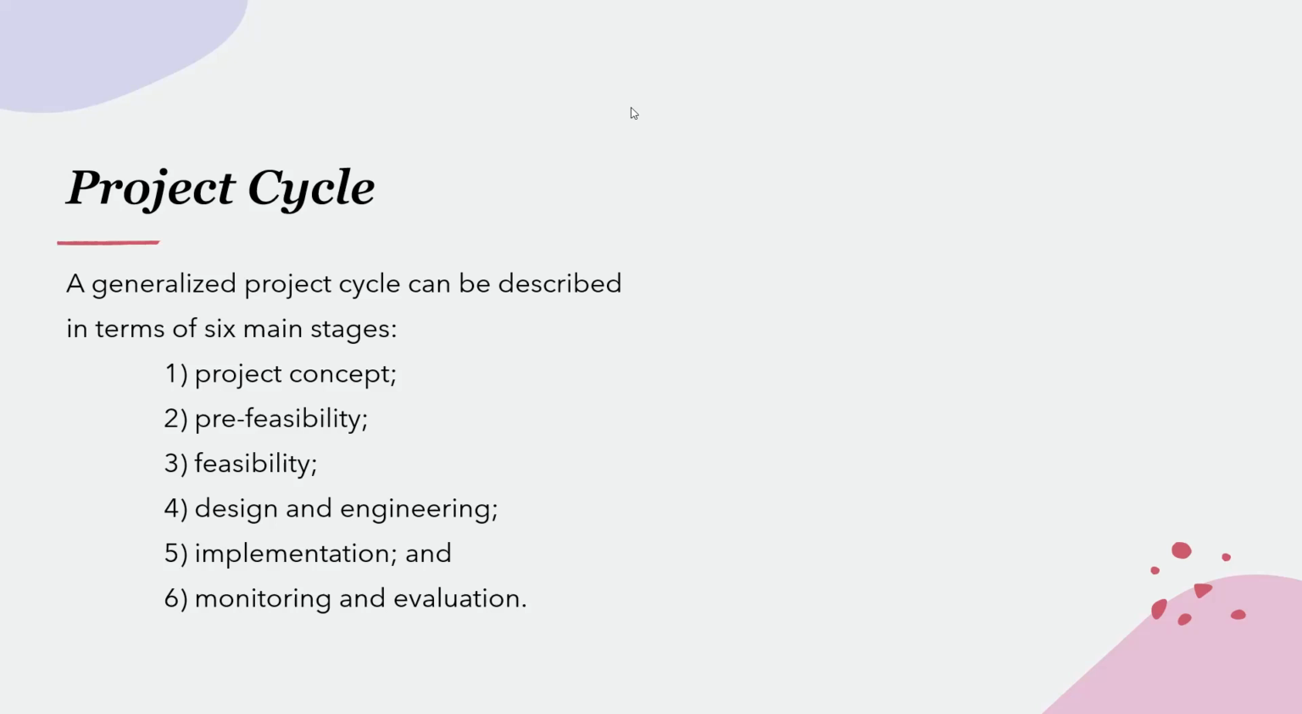So you can see in these 6 stages, before it comes to the construction work, there are 4 main stages to be passed. The project concept is to be finalized, then the pre-feasibility, then the feasibility. Then only we can move on to the design and engineering. After that only we are moving into the construction work or the implementation. Then the monitoring and evaluation. So this is the generalized project cycle in any construction work.